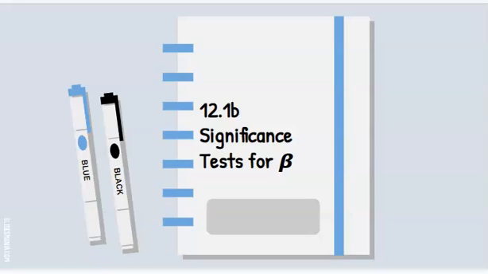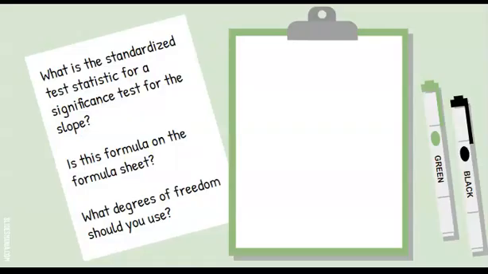All right, in part B of section 1, we're going to look at significance tests for slope. So what is the standardized test statistic for the significance test of a slope? Is it on the formula sheet, and what degrees of freedom do you use? Well, we're going to use this as our null hypothesis, basically that beta equals whatever the null value is, all right? And that's the hypothesized slope.